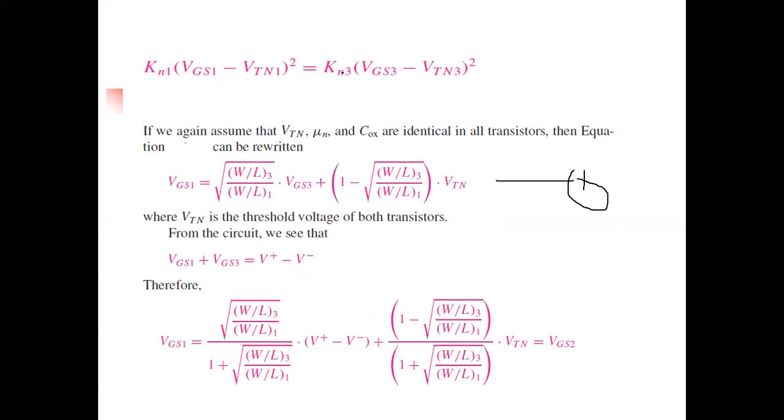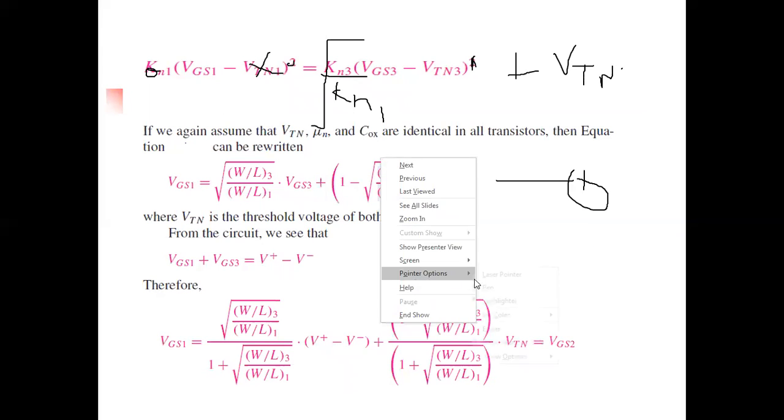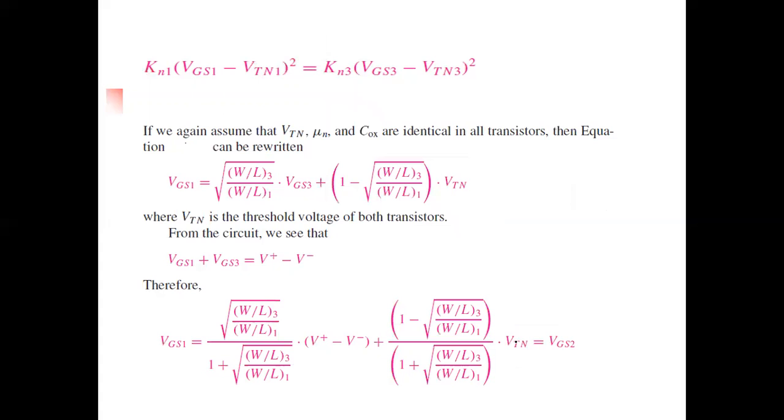What you have to do: Kn1 will be here, then this square will become under root, then the square will be over. Then this VTN will be here, plus the VTN1. Like this, you have to solve it, and check whether you are getting the answer or not. So from this equation, we'll calculate VGS1.